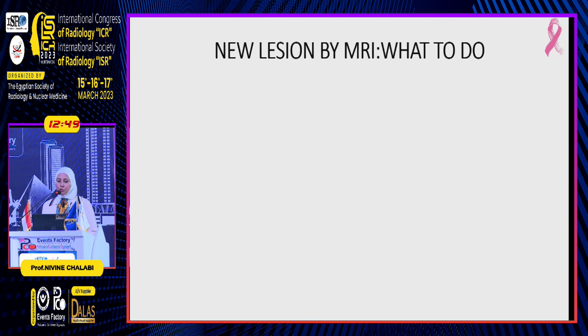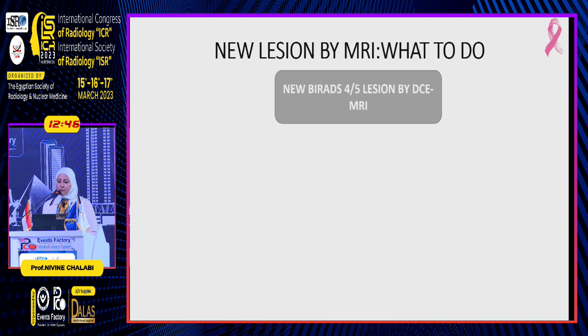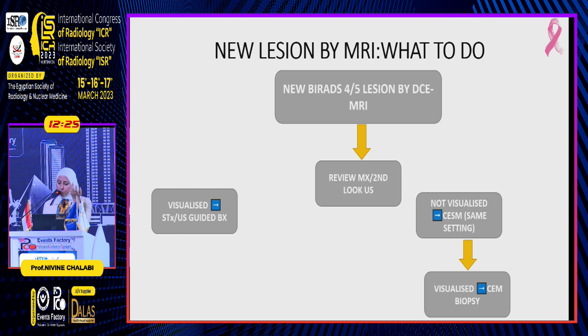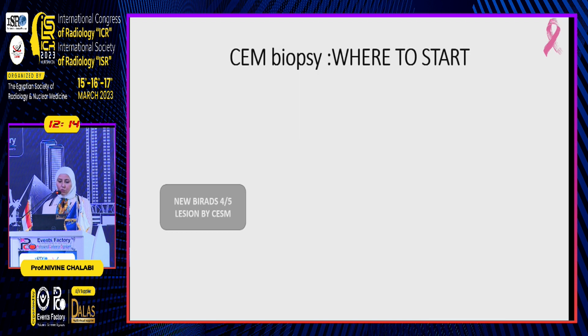So what do we do if we find a new lesion by MRI? We start by reviewing the mammography and having a second look ultrasound. If it's visualized by mammography, then stereotactic biopsy. If by ultrasound, then ultrasound for guidance. If not visualized, then we perform contrast-enhanced mammography, which can be done in the same setting, and we proceed to the biopsy under contrast mammography guidance. And reviewing the MRI would give us a hint whether the lesion will be better visualized in the CC or the ML view.